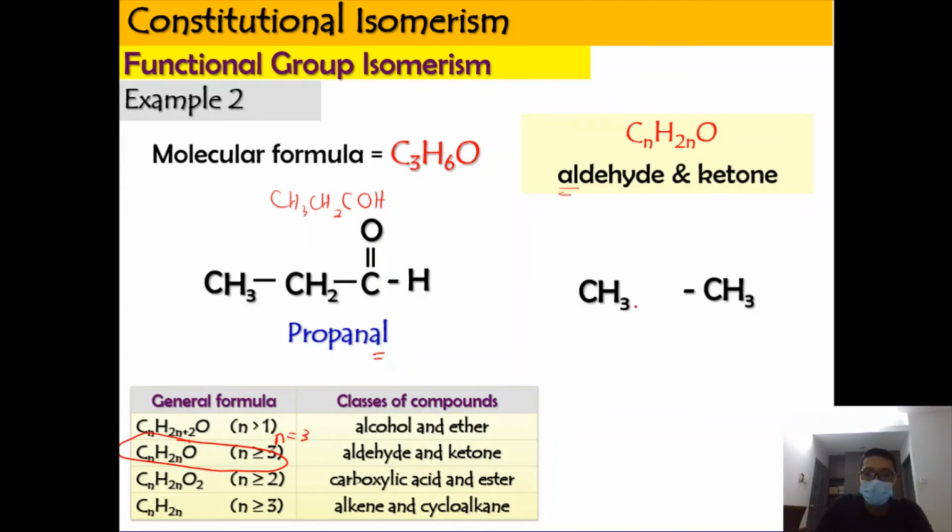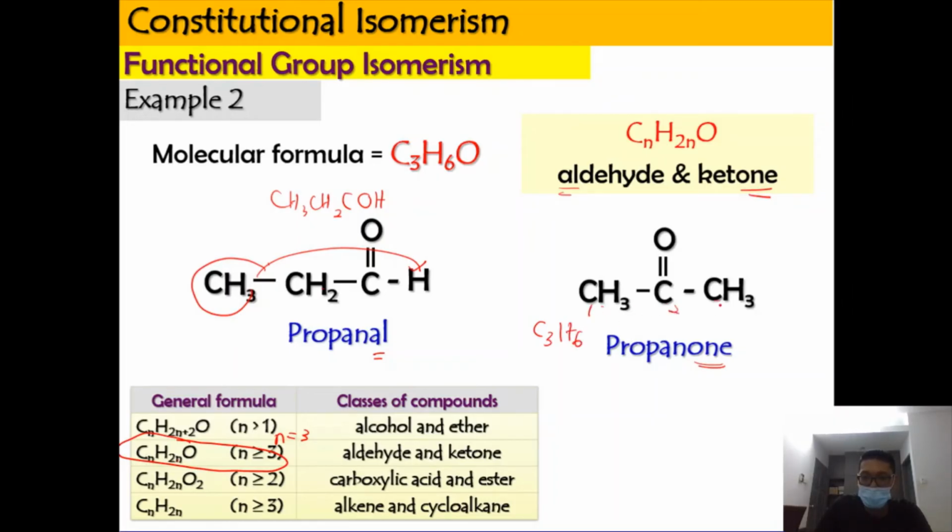Or you can make a ketone where the CH3 here will be brought to that side and the hydrogen will be brought here. So it's going to be CH3, CO, CH3. This is called propanone, which refers to a ketone. The molecular formula is still maintained, which is C3H6O: 1, 2, 3 carbons, H6, and one O.